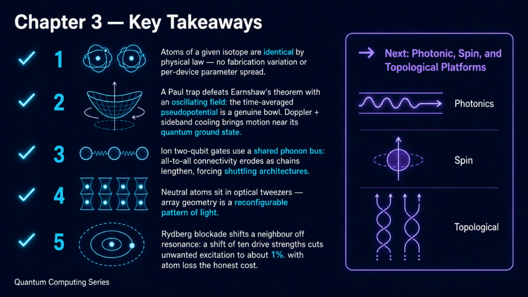Ion gates run through the shared phonon bus, giving all-to-all connectivity that erodes with chain length and pushes designers toward shuttling. Neutral atoms sit in optical tweezers, so geometry is a reconfigurable pattern of light, and the Rydberg blockade supplies the conditional interaction, with atom loss as the honest cost. Next, photonic, spin, and topological platforms.